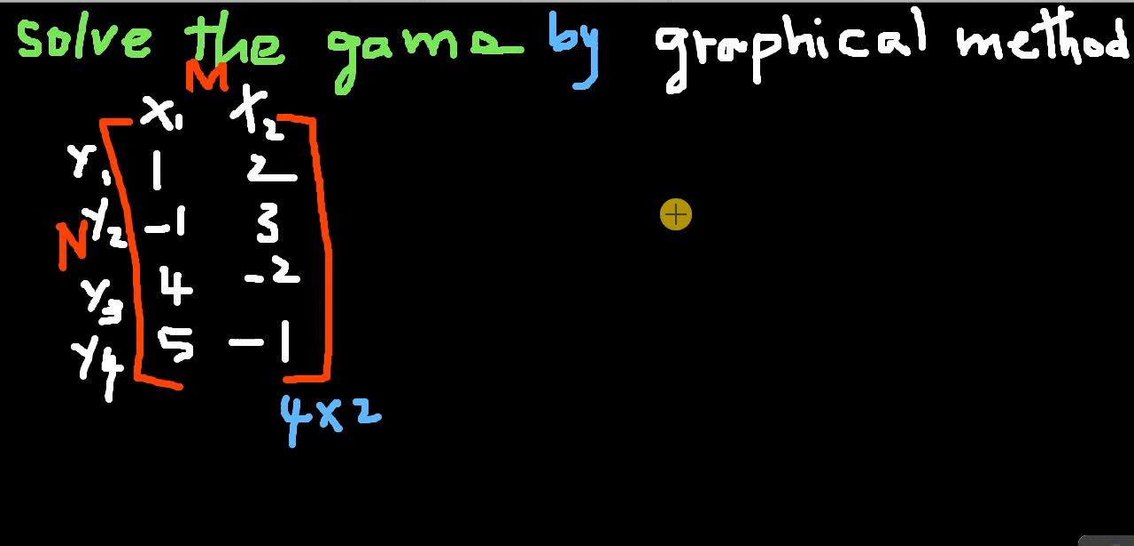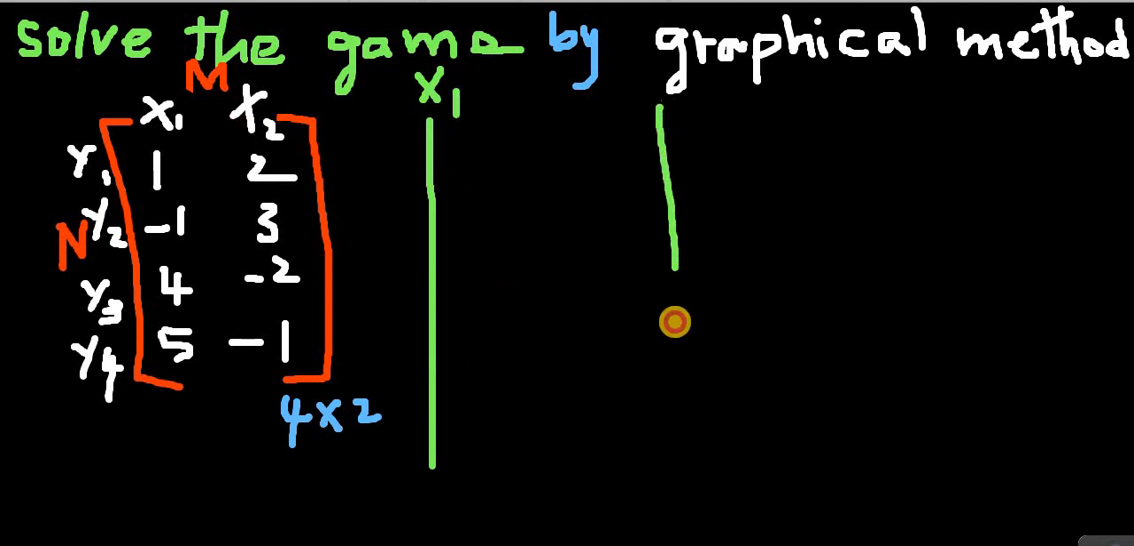Now for x1, I am drawing one vertical line here. This is what I say x1. I am drawing the line very near here because we have to solve this problem and it will take its own space. So I am drawing an x1 axis here and x2 here. The strategies of the second player I am taking as two parallel lines, 1 unit away, suppose.